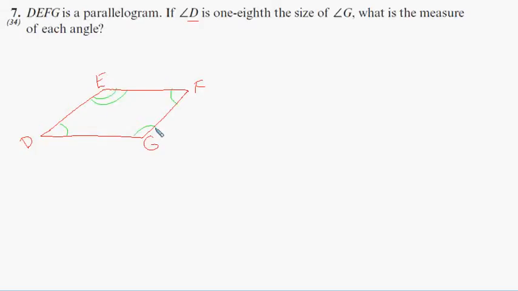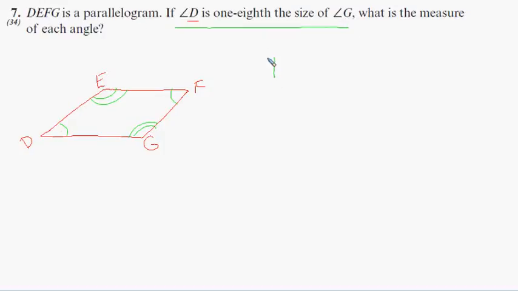We also know that adjacent angles, in other words, like D and G, would add up to be 180 degrees. What else do we know? Obviously, opposite sides are congruent as well. But at this point, we're mostly interested in the angle measures. So the first thing I'm going to recommend is that we just translate this into an algebraic equation.